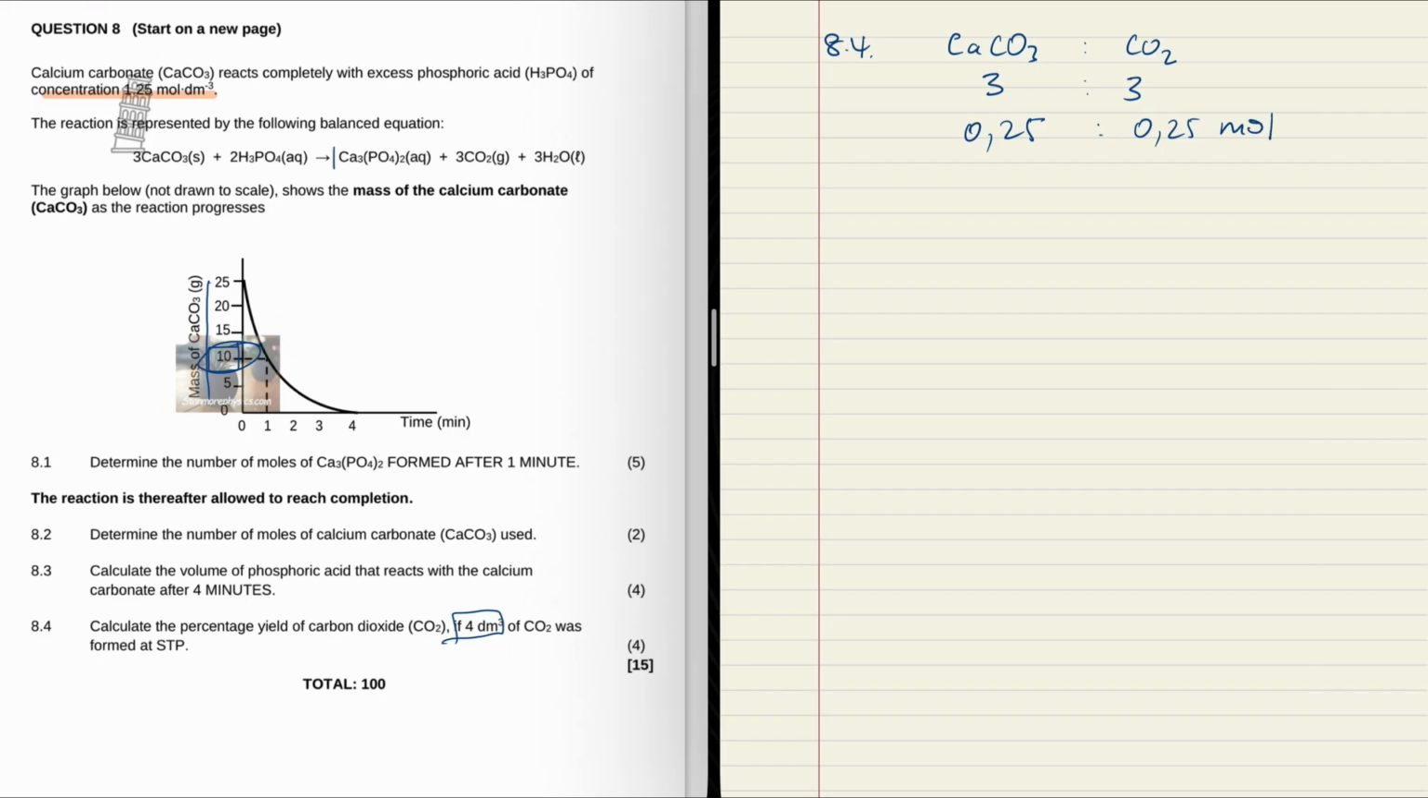So we can then calculate the volume at STP. So the volume of CO2 is going to equal the number of moles times Vm. So number of moles is 0.25, Vm is 22.4, and that's equal to 5.6 dm cubed that should have formed. So we call this the theoretical.